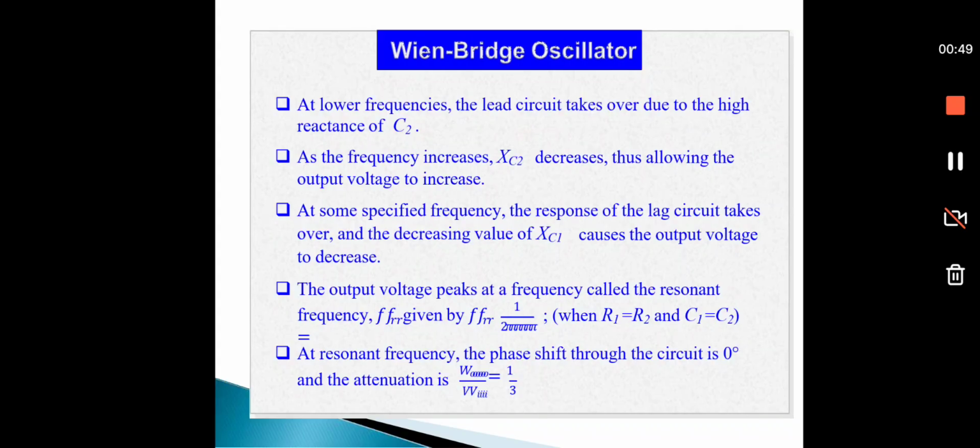At low frequency, the lead network dominates because the reactance of capacitor C2 is high. As the frequency increases, the reactance of C2 decreases, allowing the output voltage to increase. At a particular frequency, the lag network becomes dominant. Due to the decreasing reactance of C1, the output voltage starts decreasing. Therefore, the output voltage reaches its maximum value at a specific frequency, called the resonance frequency.